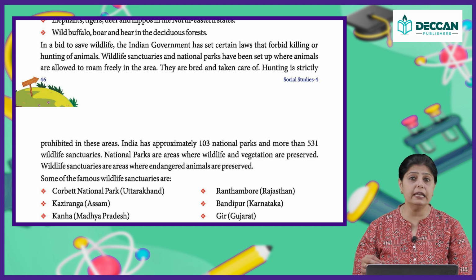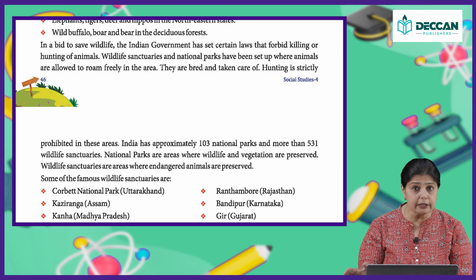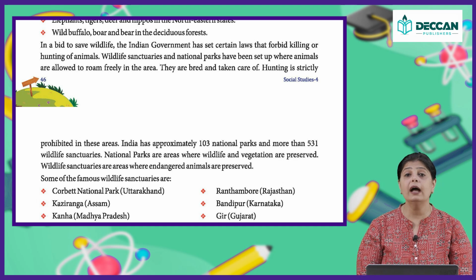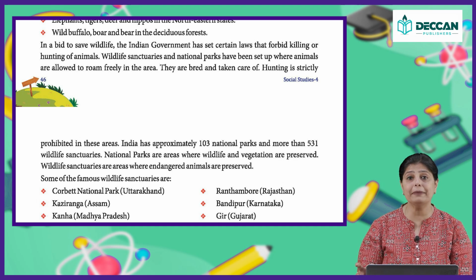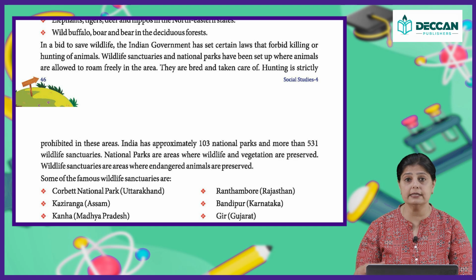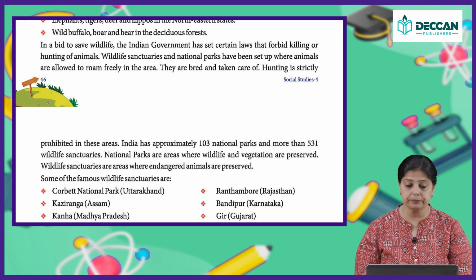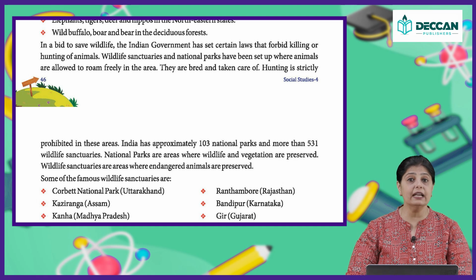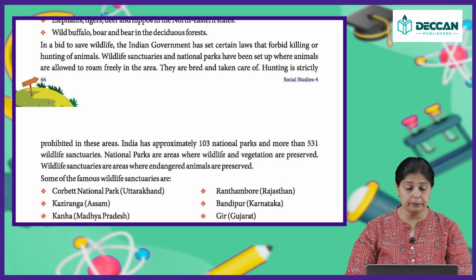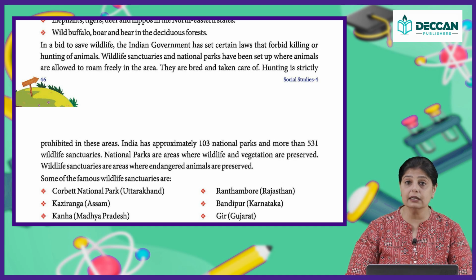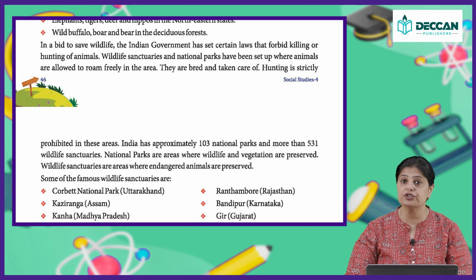Even if any animal gets hurt, nowadays they have a lot of cameras set up in these sanctuaries, and immediate medication is provided, and these animals are taken care of by the forest department. Some of the famous wildlife sanctuaries are Corbett National Park, which is in Uttarakhand, Ranthambore in Rajasthan, Kaziranga in Assam, Bandipur in Karnataka, Kanha in Madhya Pradesh, Gir in Gujarat.